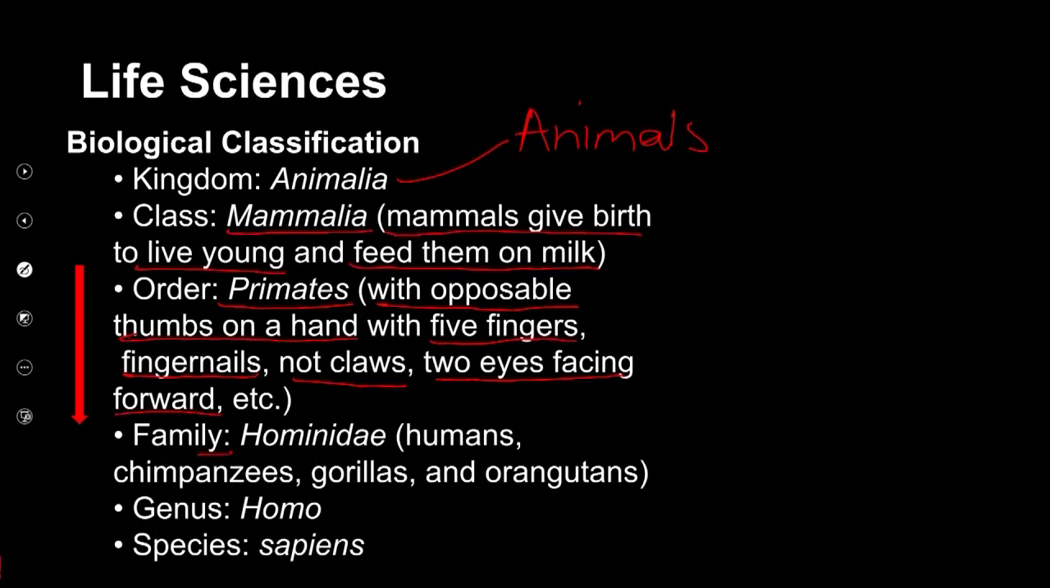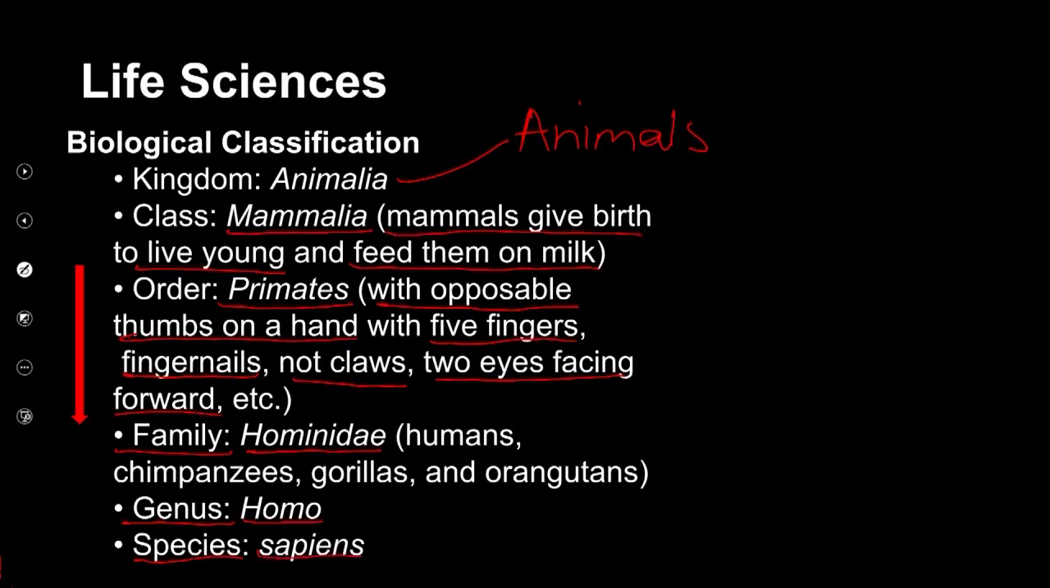The next level of classification is family. There, as we said, we fall into the family Hominidae, and this name you must know. It is humans, chimpanzees, gorillas, and orangutans that belong in this family. Then specifically our genus is Homo, which we said means man, and species sapiens, which is wise. So we belong in the Homo sapiens group. That's how we are classified.